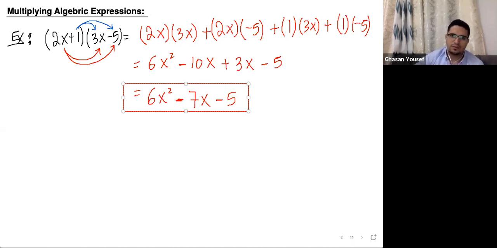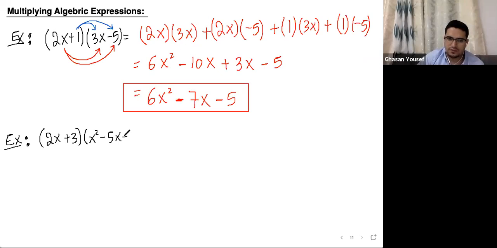Okay, I'm going to give you an example, the last example for today, and I will leave it as an exercise for next time. So the example is multiplying the two polynomials 2x plus 3 times x squared minus 5x plus 4.